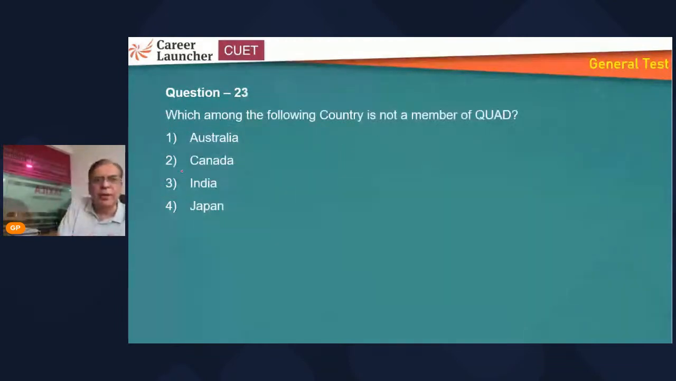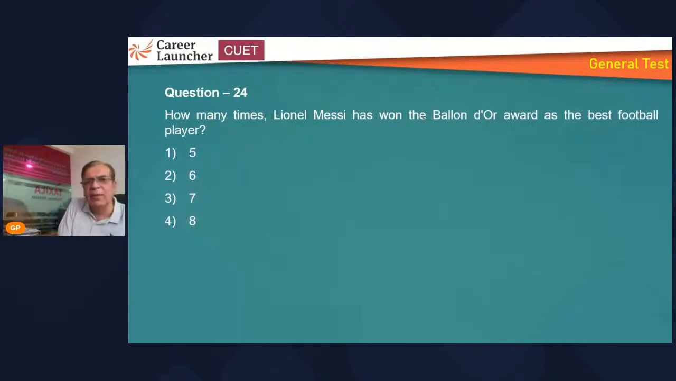Okay. Question 23. Which among the following countries is not a member of Quad? Canada is not a member of Quad. So 23 भी हो गया है. How many times Lionel Messi has won? I have no idea. Leave it. 5, 6, 7, 8, बिल्कुल आइडिया नहीं ना तुमको है, तुम mark for review करो, आंसर करो. I will leave this question.